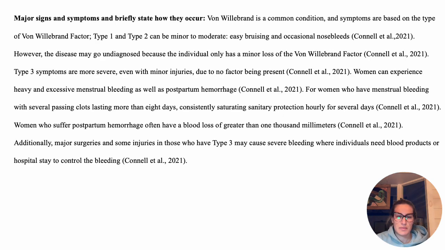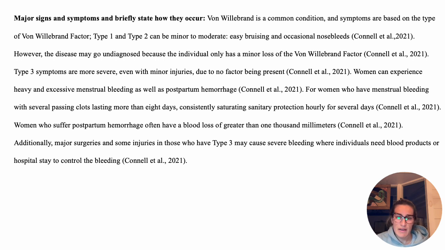Major signs and symptoms. Von Willebrand is a common condition, and symptoms are based on the type of von Willebrand factor. Type 1 and type 2 can be minor to moderate, with easy bruising and occasional nosebleeds. However, the disease may go undiagnosed because the individual only has minor loss of the von Willebrand factor. Type 3 symptoms are more severe, even with minor injuries, due to no factor being present.